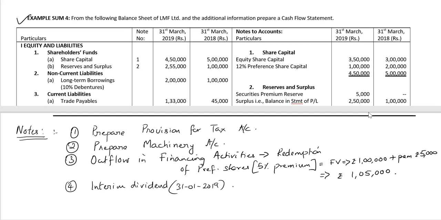Now the equity share capital as per point 1 in notes to accounts has an opening balance of 3 lakh rupees and a closing balance of 3,50,000 rupees. Now there's an interim dividend paid at 15% and it's paid on 31st January 2019. But we do not know whether the amount of face value of equity shares was 3 lakh or rupees 3,50,000 at the time of payment of interim dividend.